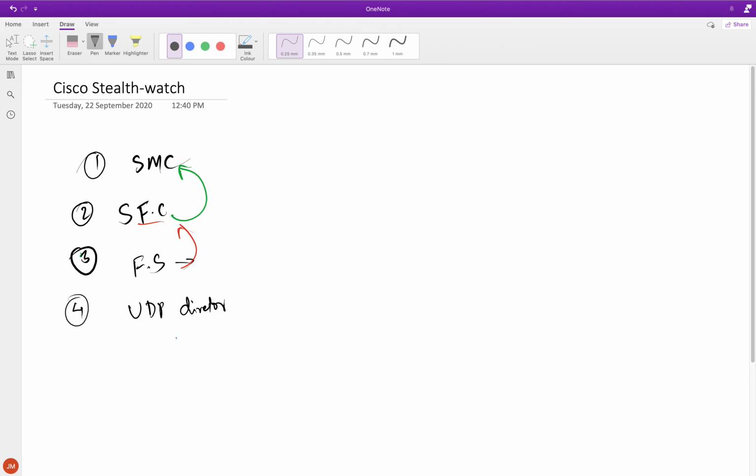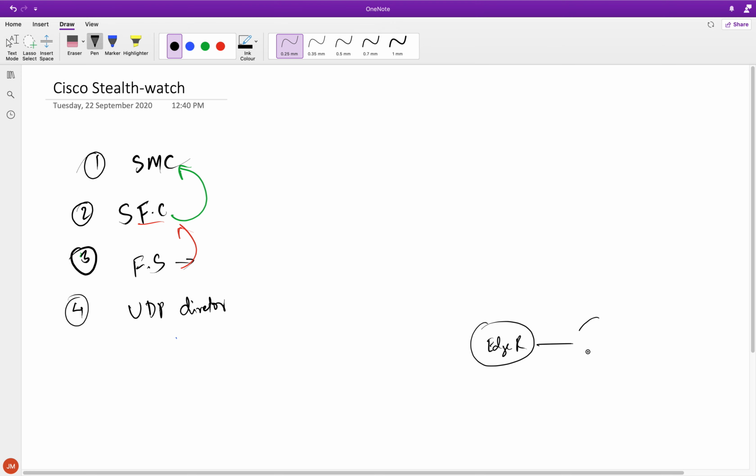Right, so for flow director, in fact, let me draw a diagram and probably explain everything along with that. So say you have your edge router here. You can have an edge firewall, whatever it is. I'm going to say this is your edge router, and it is connected to the internet. Obviously, in your case, you might have a firewall, but it doesn't matter. I'm just representing it by a router. It could be a firewall as well.